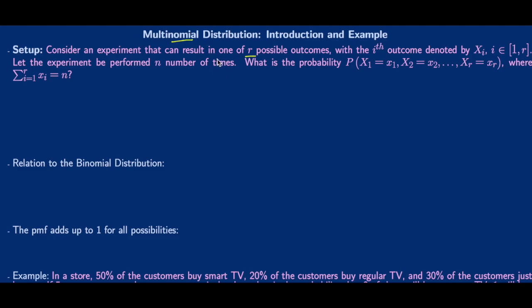Hello, so in this video we will talk about the multinomial distribution, and we will introduce it and solve an example for that. So let us consider an experiment that can result in one of r possible outcomes, with the ith outcome denoted by xi, where i goes from 1 to r. And let the experiment be performed n number of times independently.